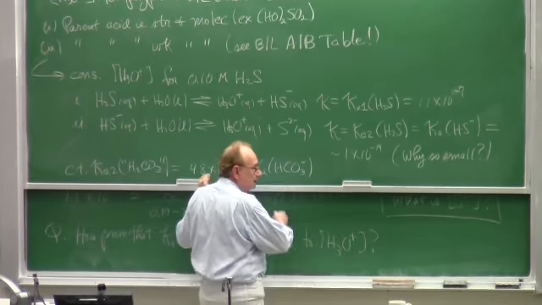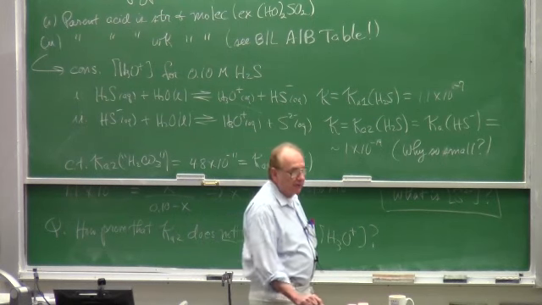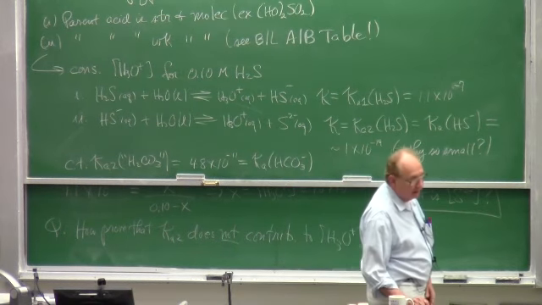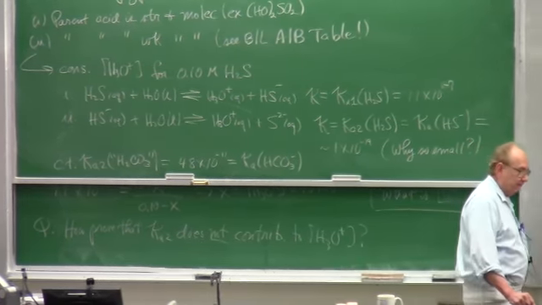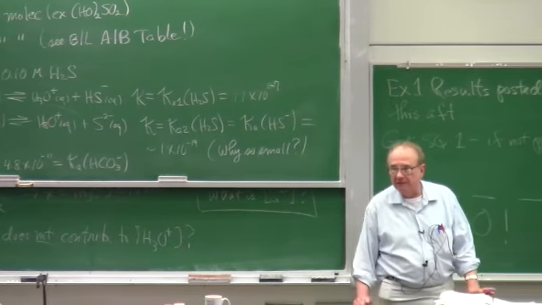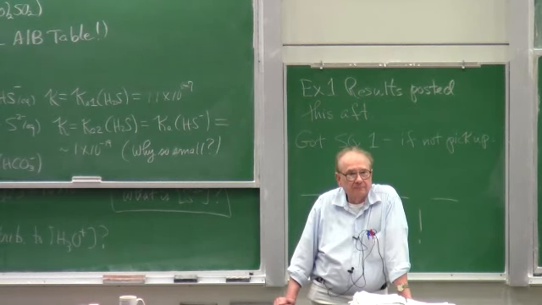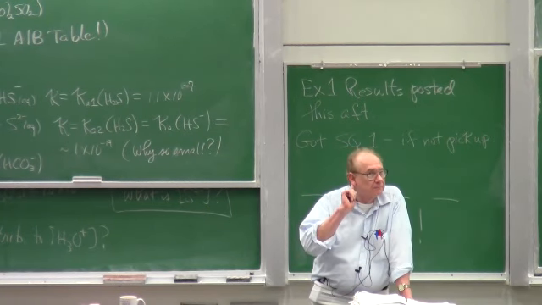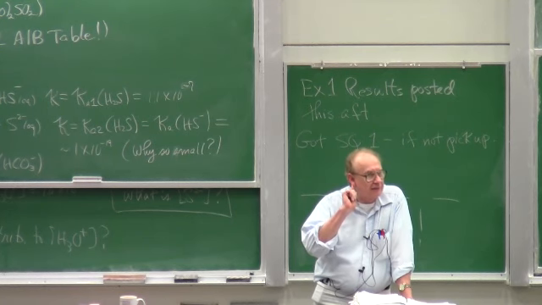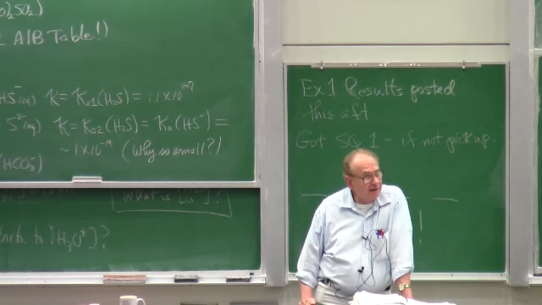The value for this is an approximate value, and it's given in the acid-base table, 1 times 10 to minus 19. Why do you think this is an approximate value? It's recorded, but it's so small. Accurate reading of what? Of the concentration.